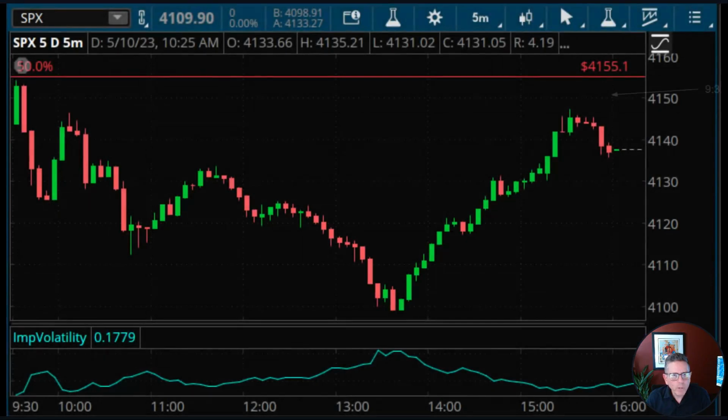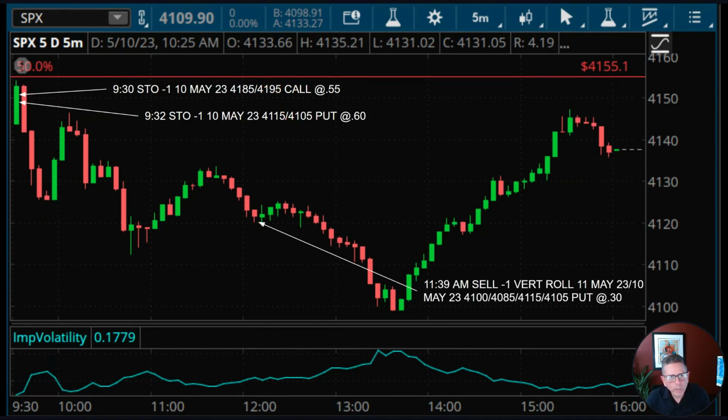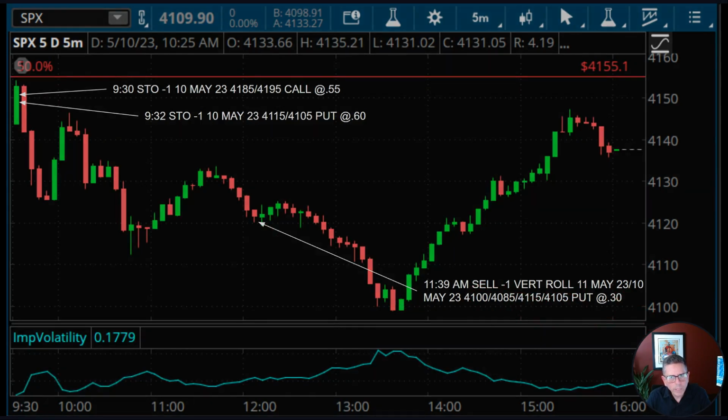Okay, here's another example. Put on a call spread and a put spread, and you can see here these are 10 wides actually. And here, when the market went down in that area, we did a roll on it, widened it, and collected 30 cents on it.